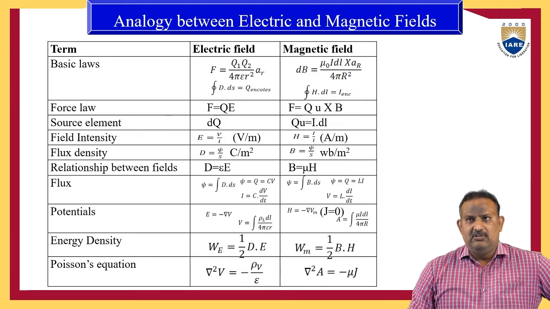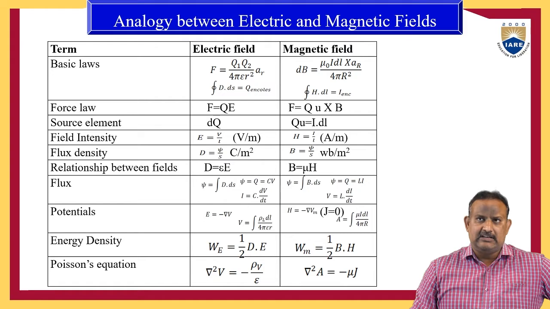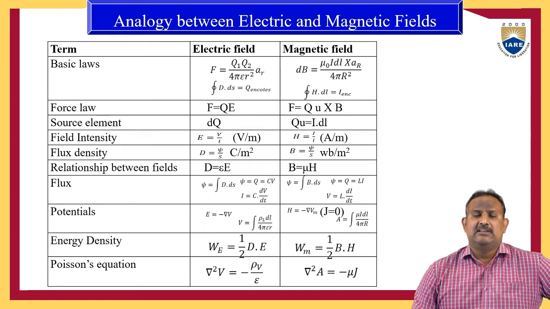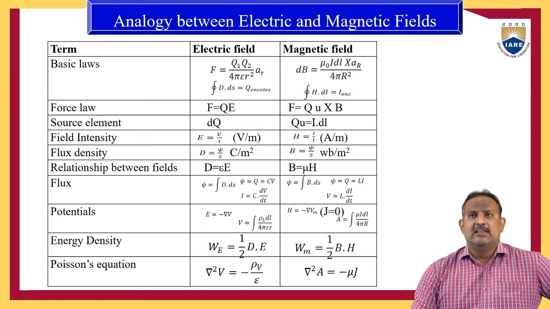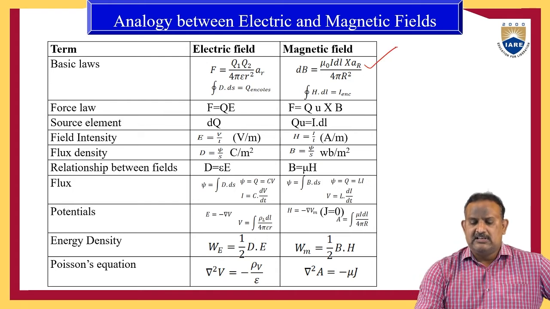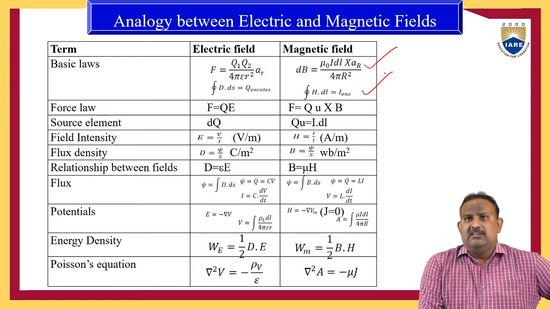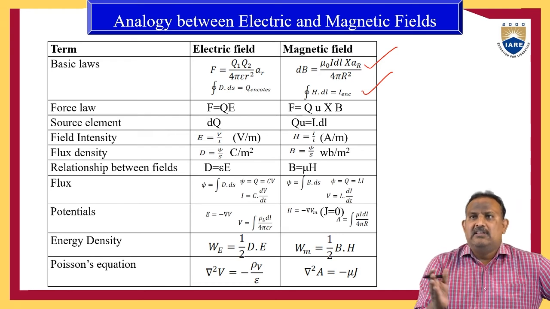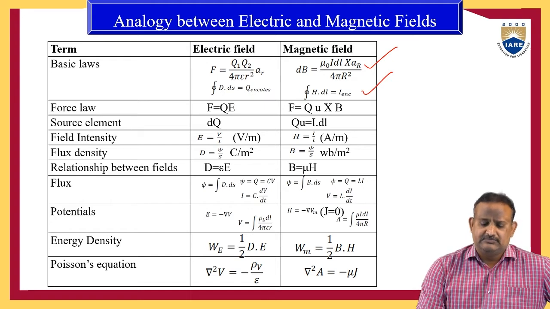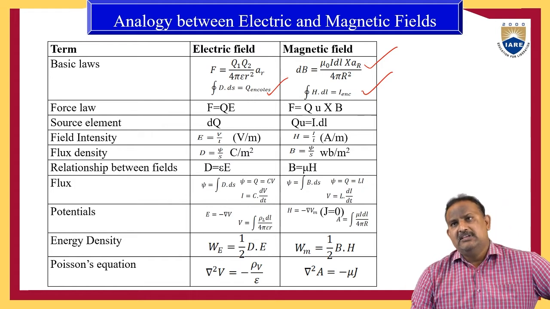Here we'll see some analogy between electric and magnetic fields, just a comparison between both. In the electric field, we study two basic laws: first Coulomb's law, then Gauss's law. Whereas in the magnetic field, we study the Biot-Savart's law and Ampere's circuit law. So this is just a comparison. In the electric field we study Coulomb's law, whereas in the magnetic field we study the Biot-Savart's law. In the electrostatic field we study Gauss's law, whereas in the magnetic field we study Ampere's circuit law.